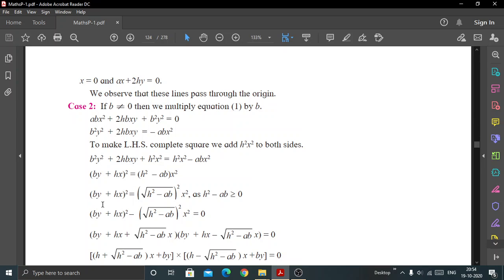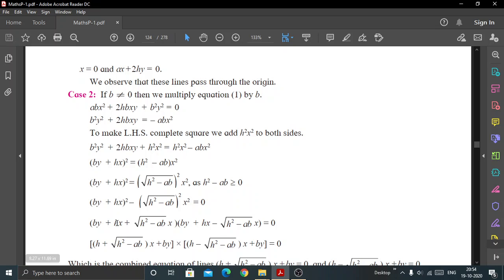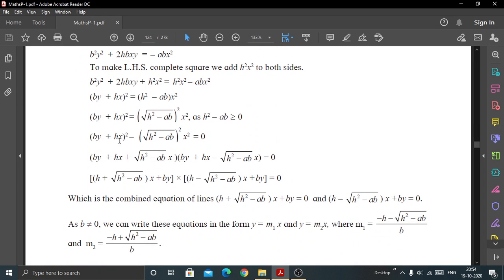Now LHS becomes (by + hx)² equal to RHS, which is (√(h² − ab) x)², as h² − ab ≥ 0. Now take the RHS term to the LHS. Now the equation becomes (by + hx)² − (√(h² − ab) x)² = 0.